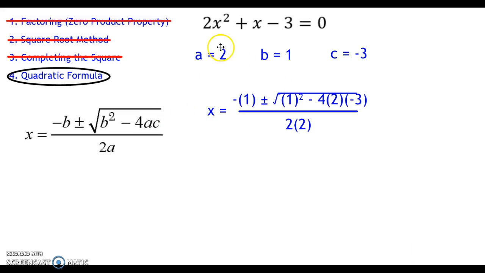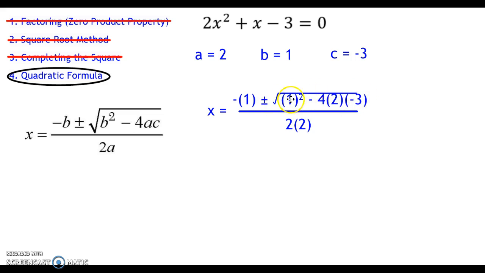As you can see, I took all the values, the a value, the b value, and the c value, and I substituted them into the quadratic formula. Take a look and see if you can see where these numbers are coming from. We know that these two are the b value. We know that this is the a value, and this is the c value, and we also know that this is the a value.